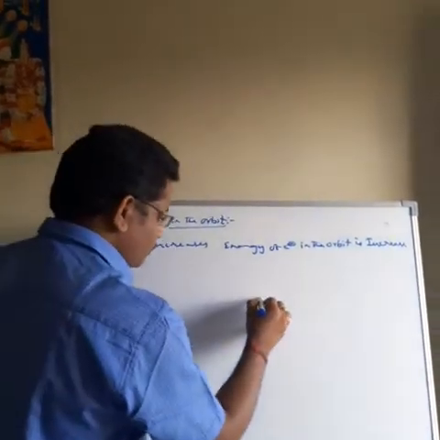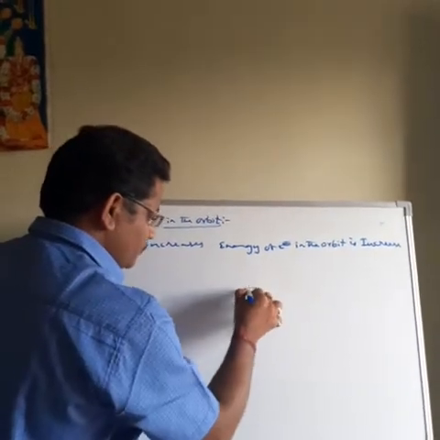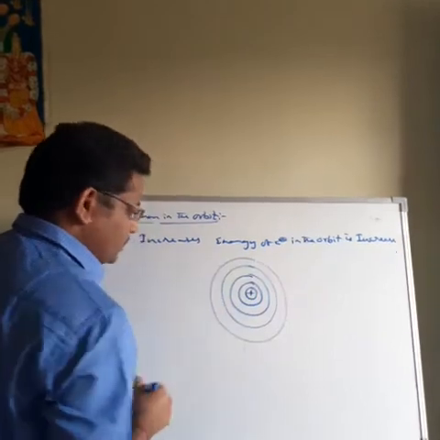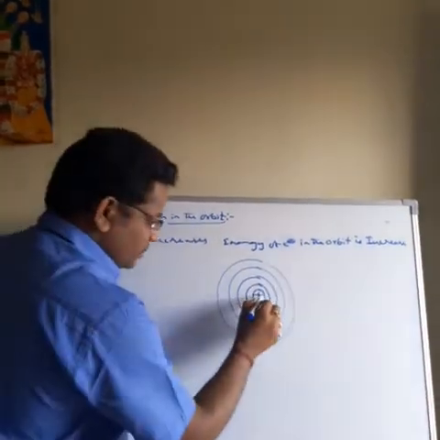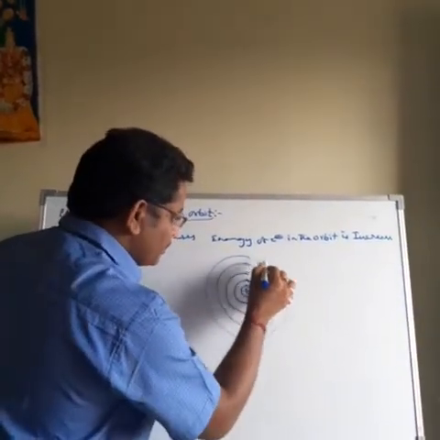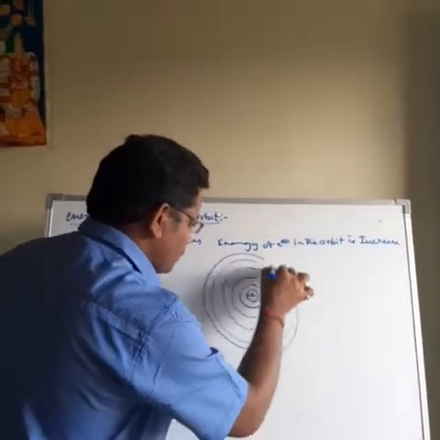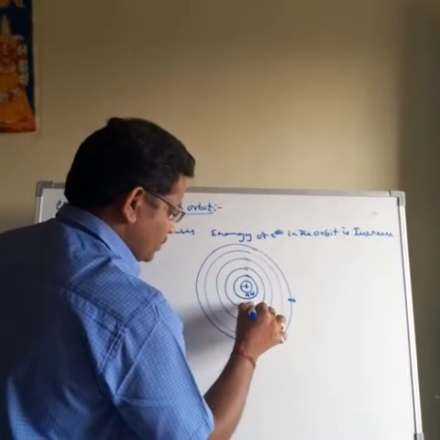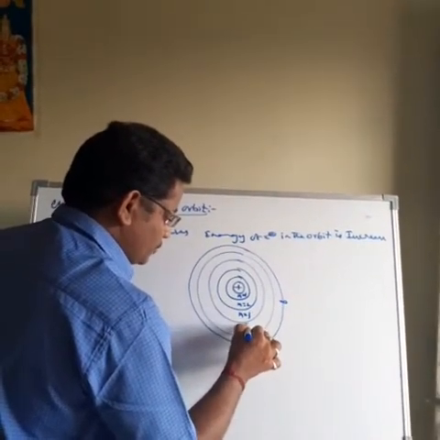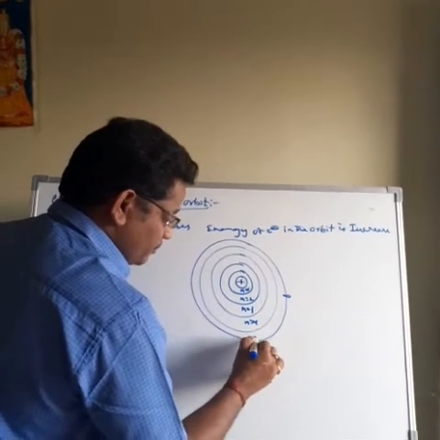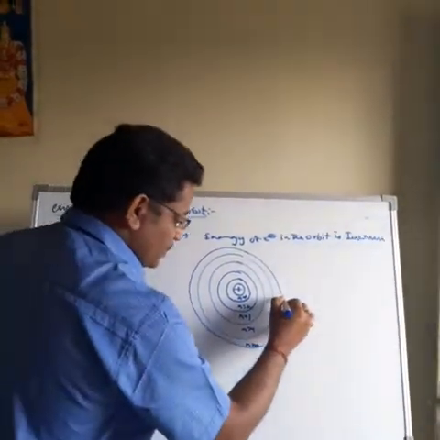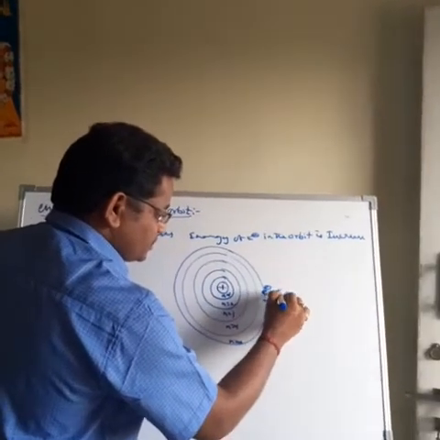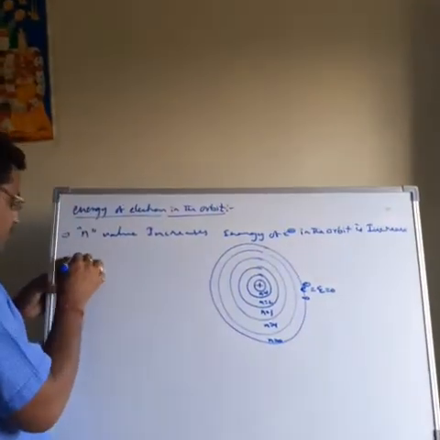Why? Here, this is the atom. First orbit, second orbit, third orbit and fourth orbit, like different orbits are there. The energy of the electron in the infinity orbit is always 0. This is the infinity orbit. This is n is equal to 1, n is equal to 2, second orbit, third orbit, fourth orbit. This is the infinity orbit. The energy of electron in this infinity orbit is equal to 0. So that is the second point.